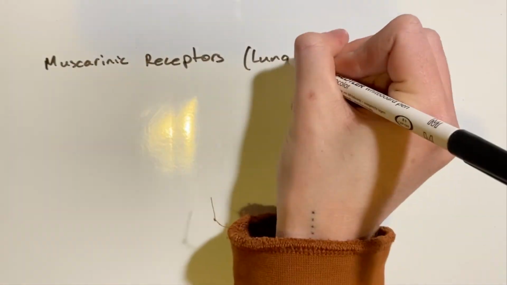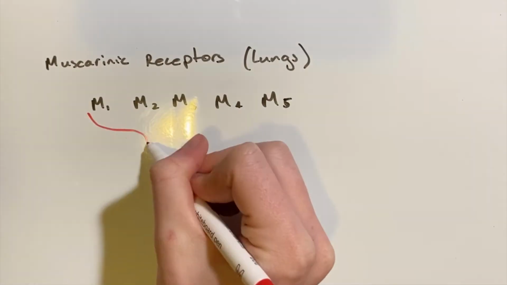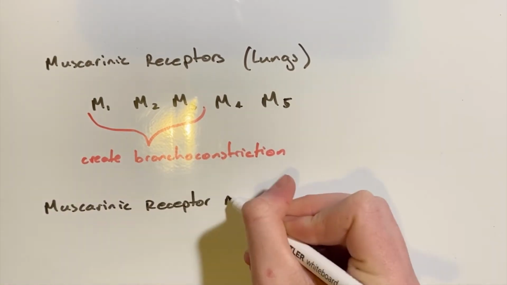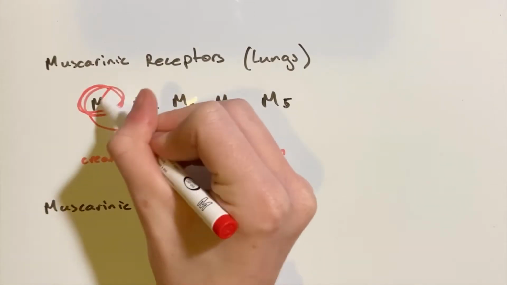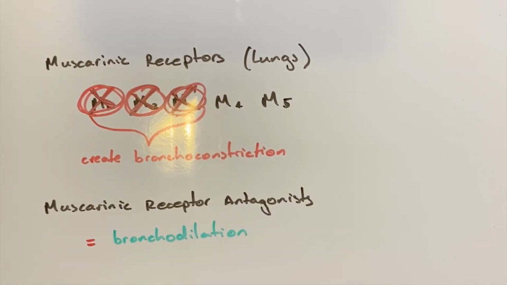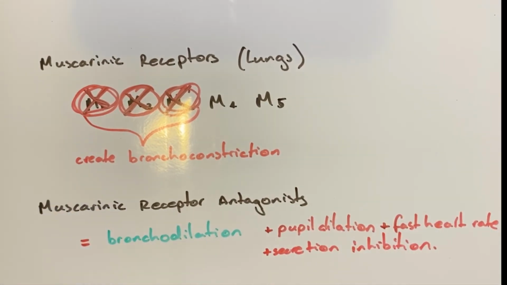There are 5 different muscarinic receptors in the lungs, 3 of which have a functional role in bronchoconstriction. Muscarinic receptor antagonists therefore block these receptors, which results in bronchodilation, as they are unable to constrict. A side effect of this is mydriasis, increased heart rate, and secretion inhibition.